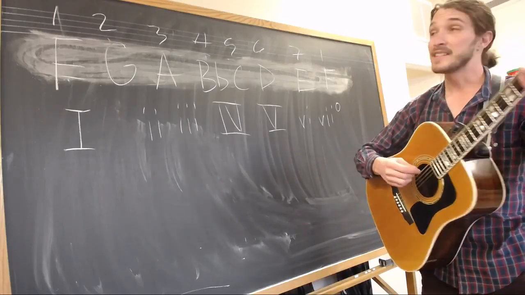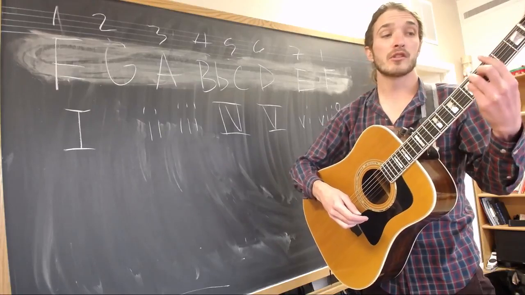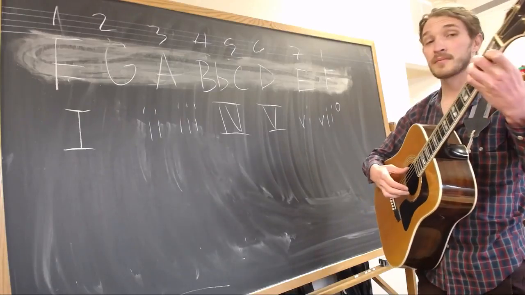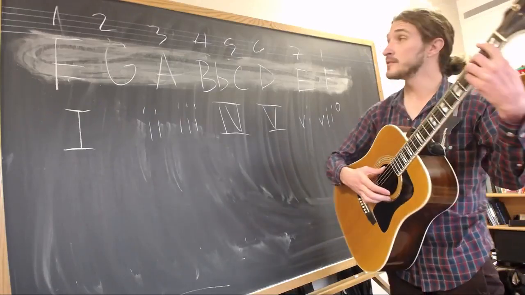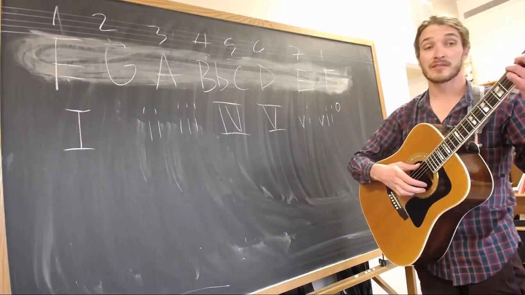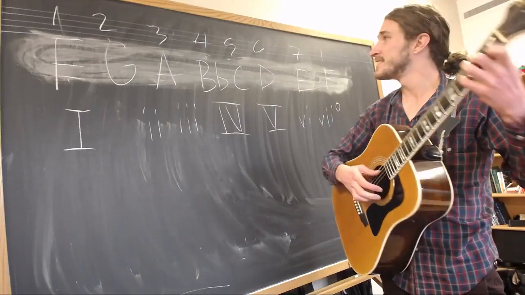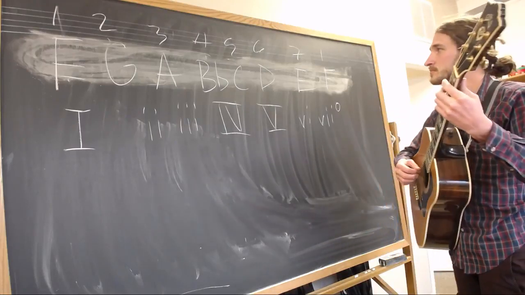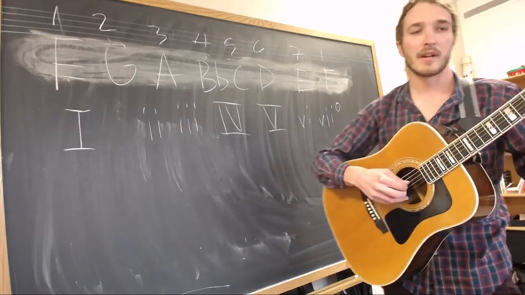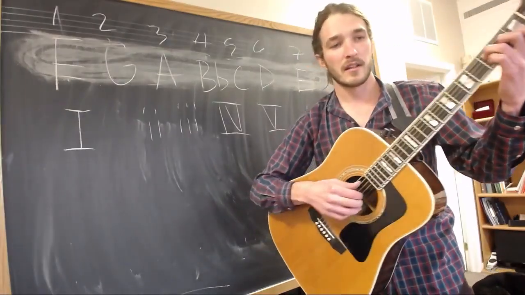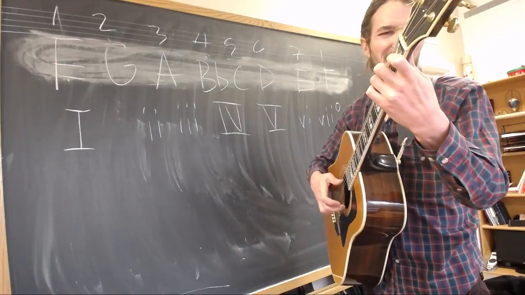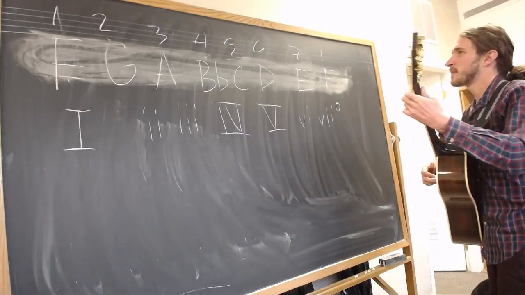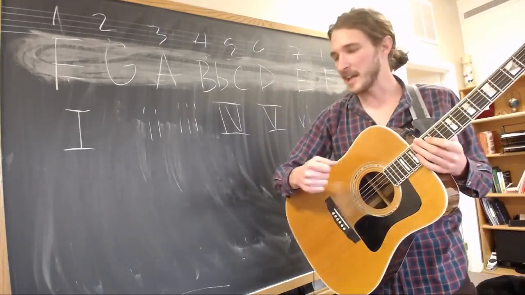So our 1 is F major. Our 2 is G minor. Our 3 is A minor. Our 4 is B flat major. Our 5 is C major. Our 6 is D minor. And our 7 is an E diminished. And of course, back up to F. I always like the F, where you play the F chord and the open I, that really nice F major 7. Anyhow, that's how you group chords together in F.